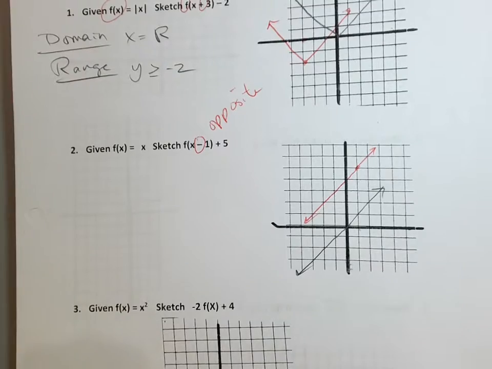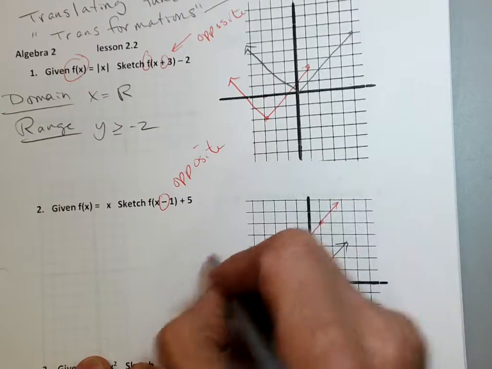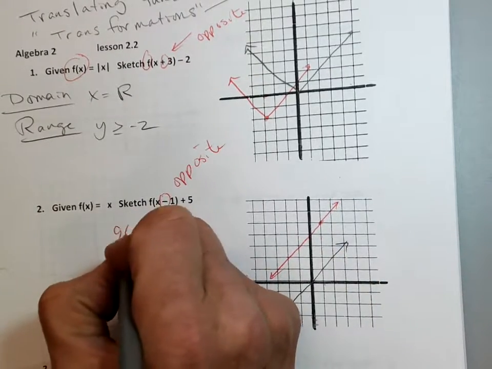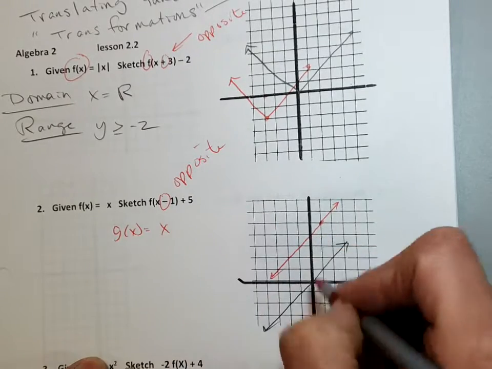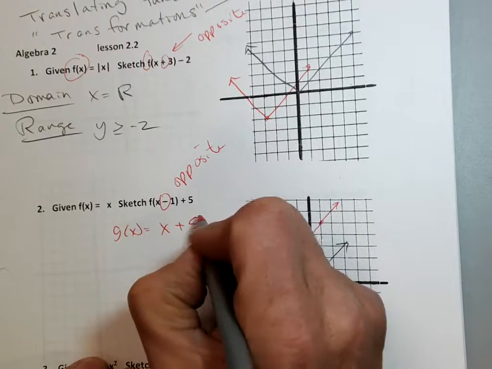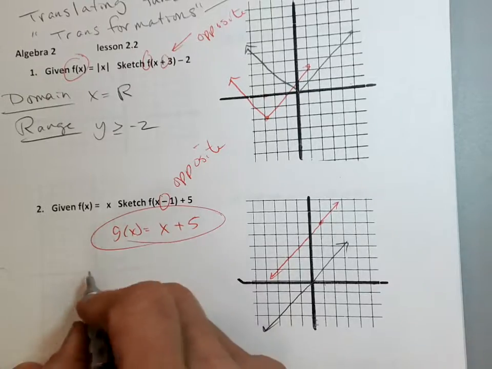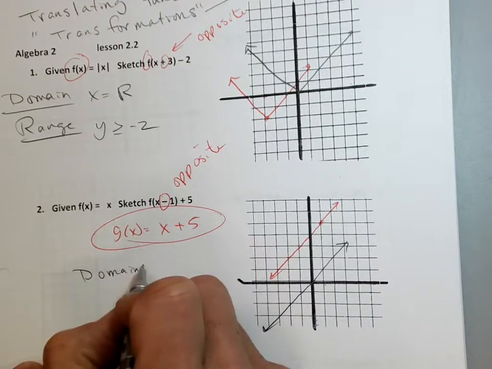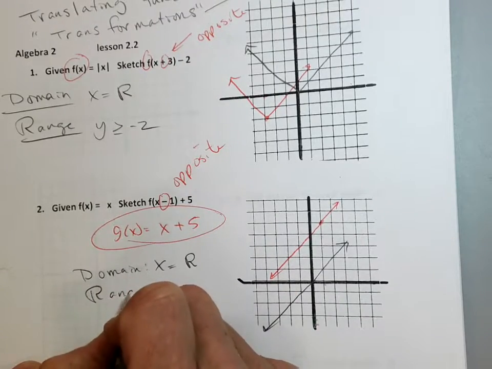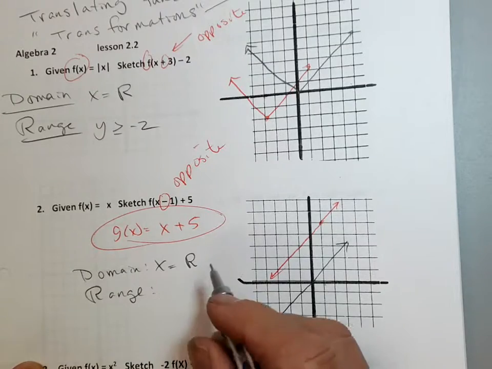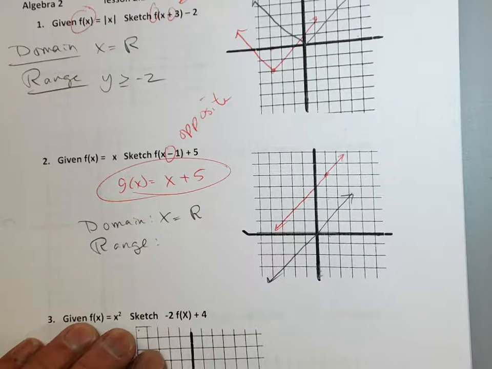And there it is. If we need a new equation, let's call it g of x because it's our new equation. g of x equals, in this case, x plus 5, right? Domain, what do you think? Domain, x equals all real numbers, thanks Daisy, and range, it is all real numbers.